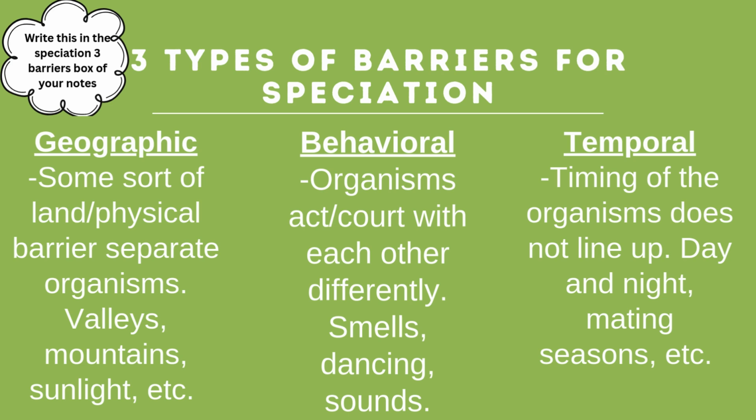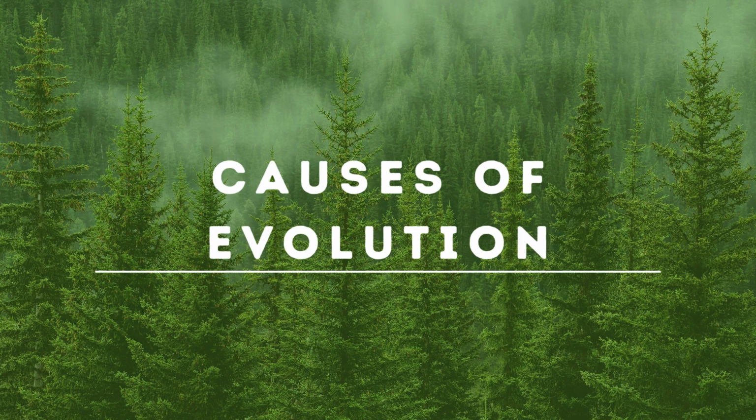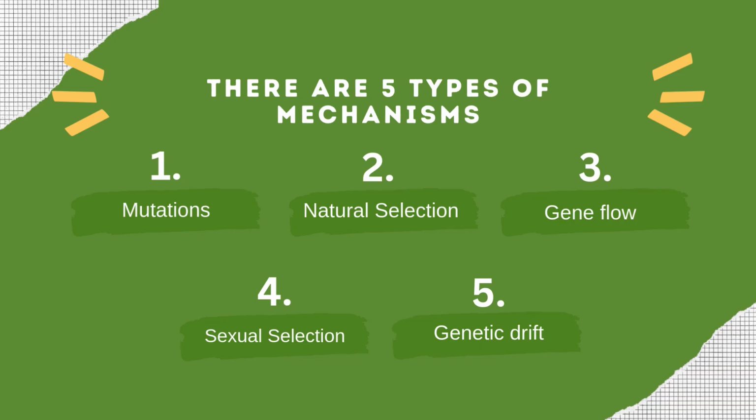Okay, so keep in mind, we have 5 different things that can lead, sorry, a little ridiculous. We have 5 different things that can lead to evolution happening in a variety of ways. And all of these things could eventually lead to speciation happening as well.